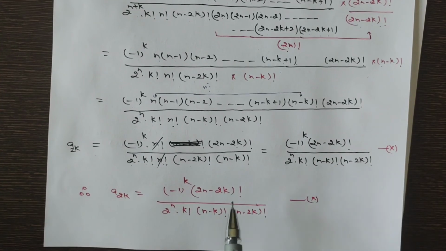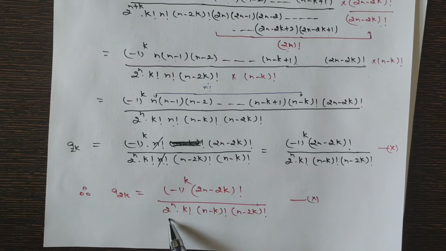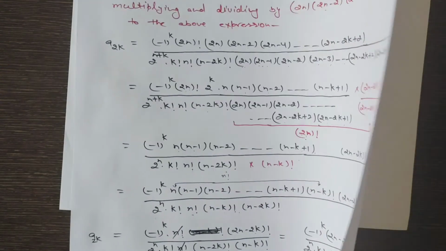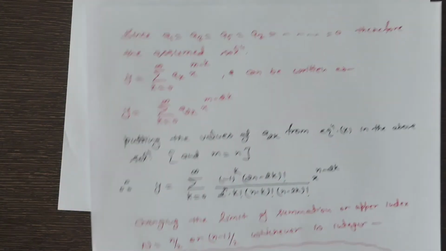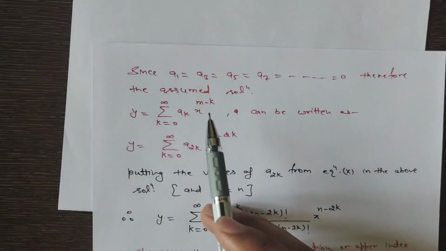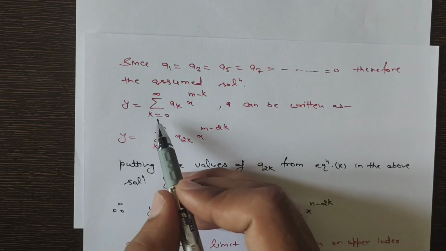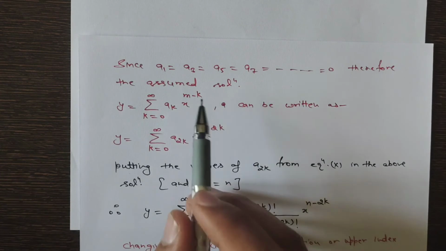So a to k becomes minus 1 raised to power k, 2n minus 2k factorial, 2 raised to power n into k factorial, n minus k factorial into n minus 2k factorial. In the next step, we will just use this value of a to k in our assumed solution. So our assumed solution by the Frobenius method is of this form: summation over k starting from 0 to infinity a k x raised to power m minus k.